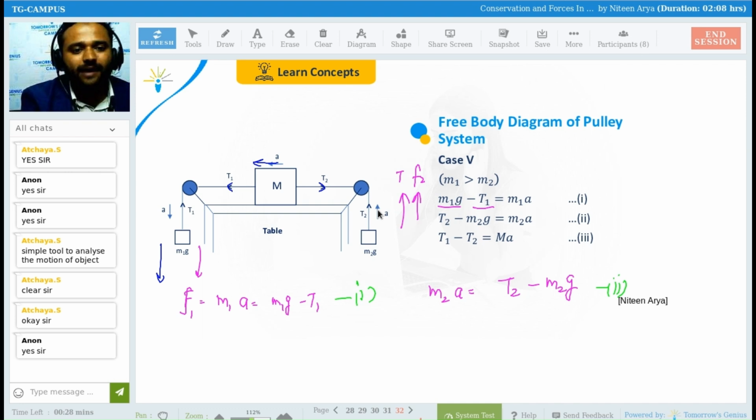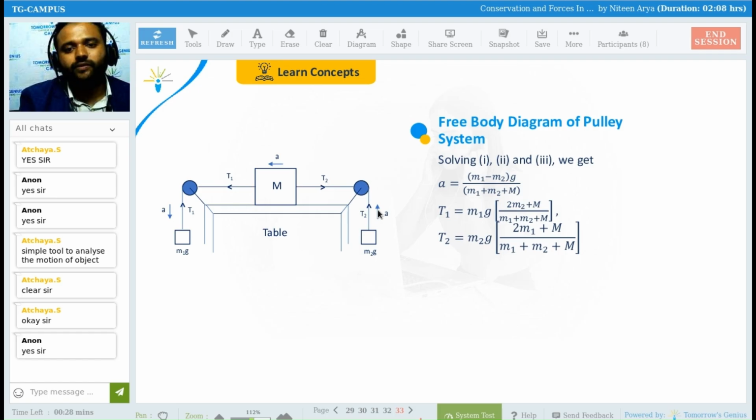Now for mass M, the net force on this particular body is going to be in this direction, Ma. Tension T1 is going in this direction and tension T2 is in the other direction, so tension T1 minus tension T2 is the net force, Ma. This is the third equation.